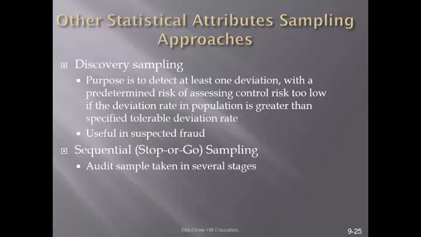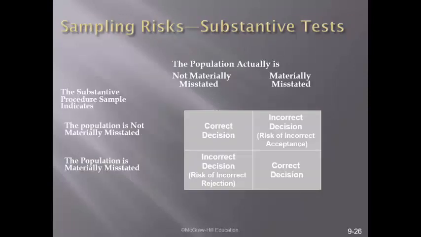Another approach used in practice is sequential or stop-or-go sampling. Under a sequential sampling plan, the audit sample is taken in several stages. The auditors start by examining a small sample. Then, based on the results of this initial sample, they decide whether to assess control risk at the planned level, assess control risk at a higher level than planned, or examine additional sample items to get more information.